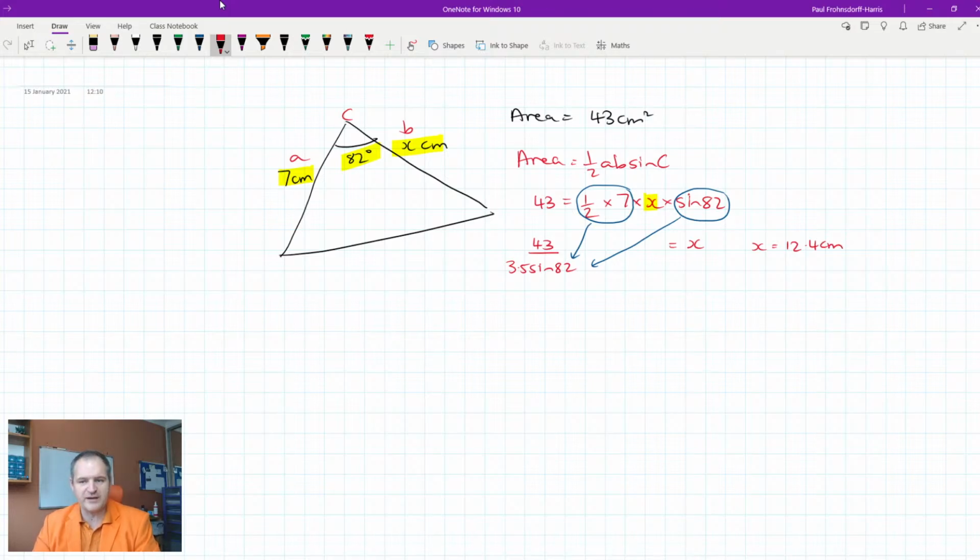This time, remember, it's finding a side. So this means that we're not going to be stumped on a question where we're given the area and we have to find a side.